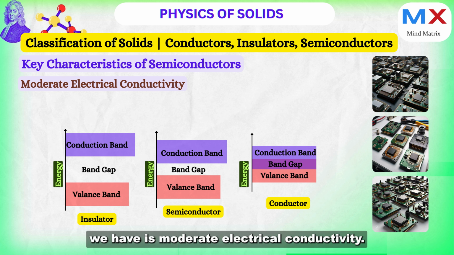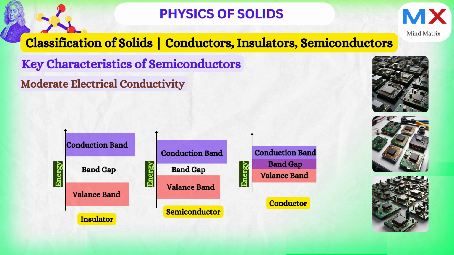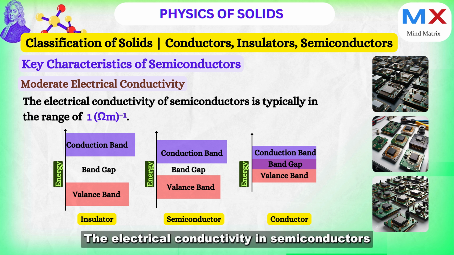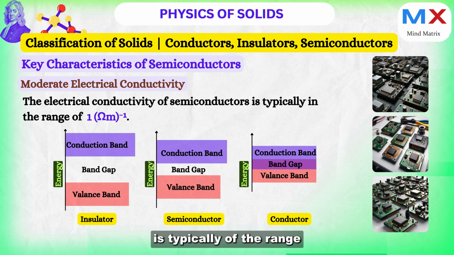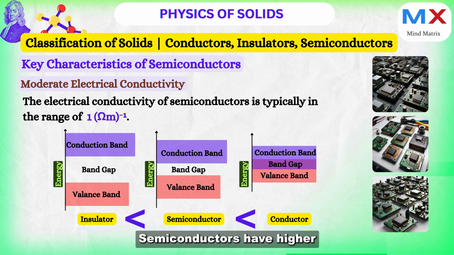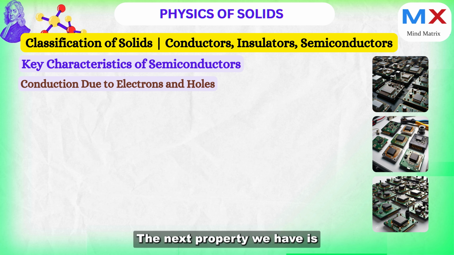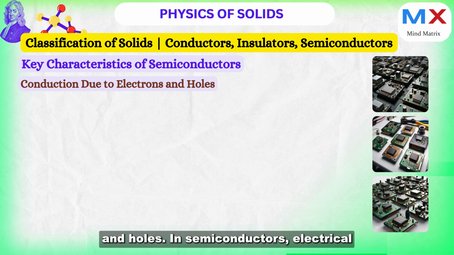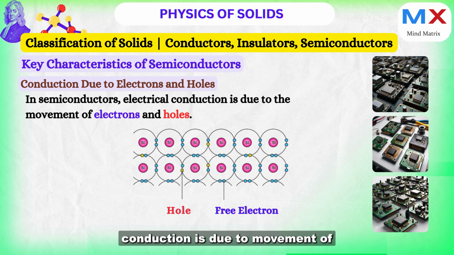The next characteristic we have is moderate electrical conductivity. The electrical conductivity in semiconductors is typically in the range of 1 per ohm meter. Semiconductors have higher conductivity than insulators, but lower than conductors. The next property we have is conduction due to electrons and holes. In semiconductors, electrical conduction is due to the movement of electrons and holes. Holes are the absence of electrons in the valence band and behave as positive charge carriers.